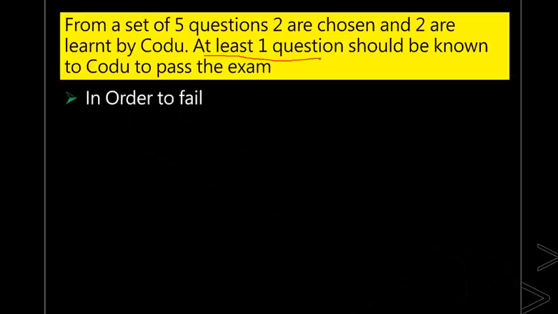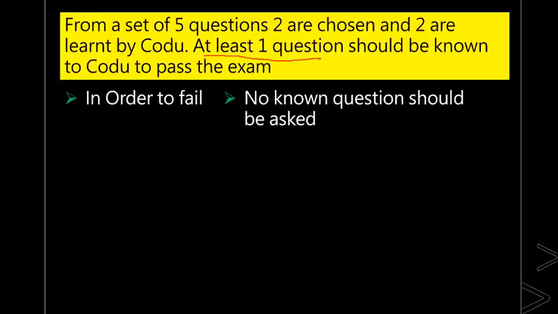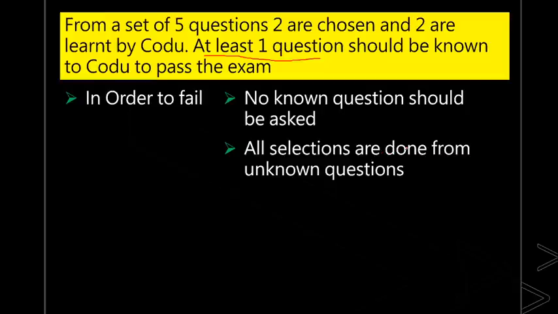In order to fail, what is it? No known questions should be asked, right? If you have to fail the exam, then not even one question should be known. Only then we will fail the exam. Yes. So all selections should be done from unknown questions only. Is that clear? If you have to fail, in that case, all the selections should be made only from unknown questions. If I choose a known question, you will pass, right? So make sure that all selections are made from unknown questions.